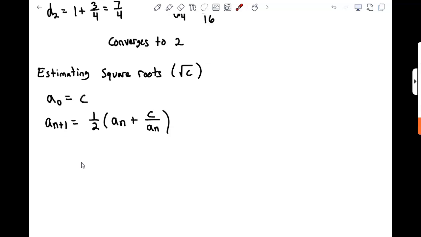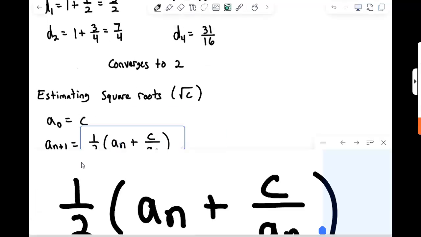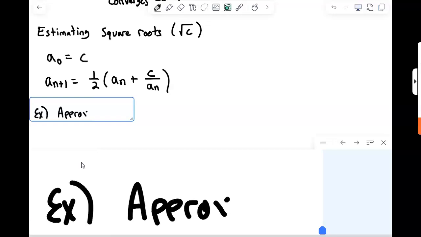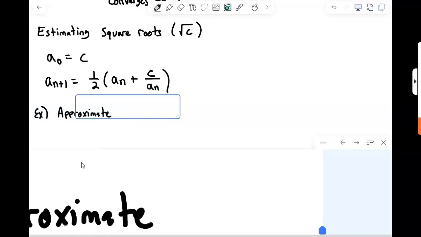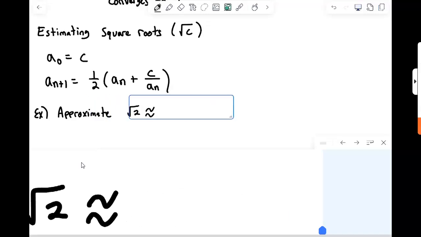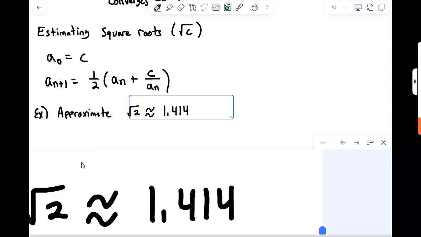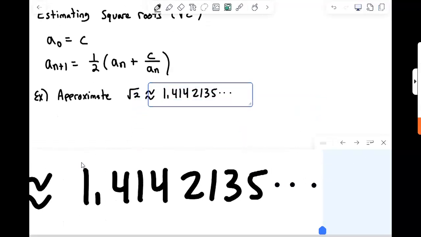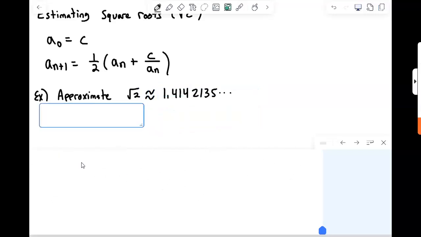And as you're going to see, this works pretty well. So let's just use our recurrence relation here to approximate the square root of 2. By the way, the first few digits of the square root of 2 are 1.4142135, and so on. But we're going to see that our approximation is actually going to be pretty darn close to this, and we only have to do a couple of steps.